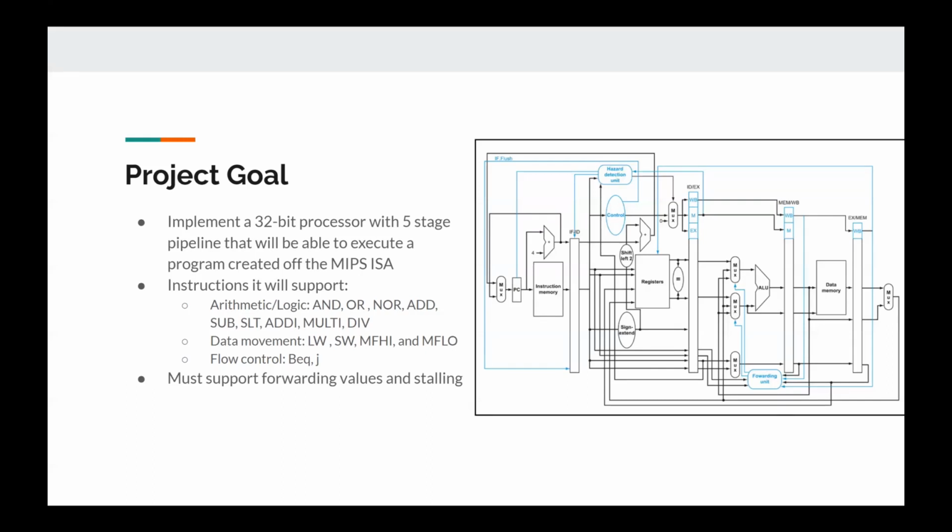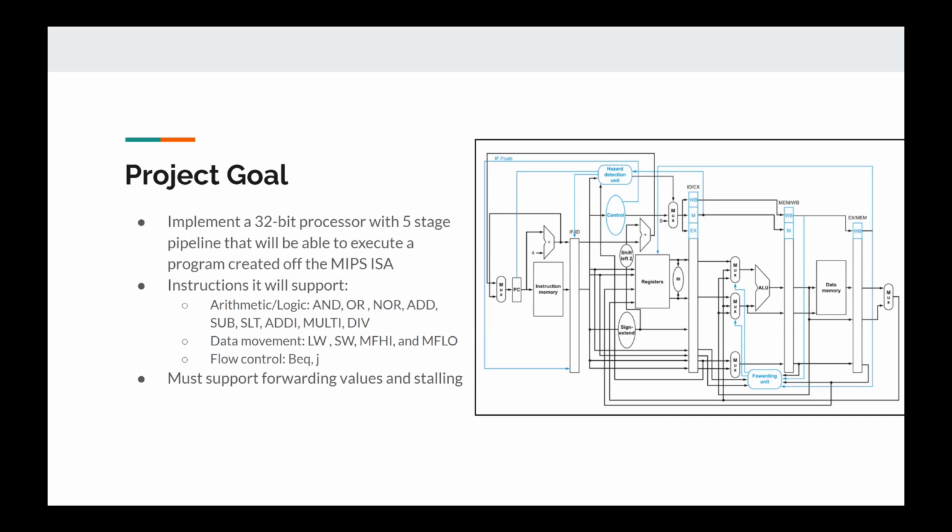First, the project goal. The project goal is to implement a 32-bit processor with 5-stage pipelining that will be able to execute a program created off the MIPS instruction set architecture. The instructions that the processor will be able to execute are arithmetic and logic instructions such as AND, OR, NOR, add, subtract, set less than, add immediate, multiply, and divide.